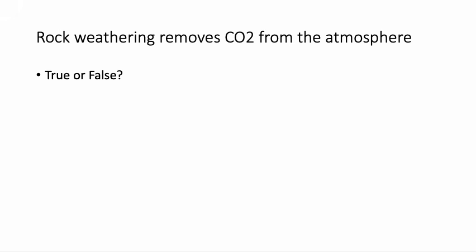So the first question involves rock weathering. And in this one, I'm asking, does rock weathering remove CO2 from the atmosphere? Is that true or false? It is true. Rock weathering does remove CO2 from the atmosphere because you'll remember that CO2 can combine with water to create a weak acid. And then that falls on the rocks on our planet and very slowly dissolves them. And this is a really slow part of the carbon cycle.